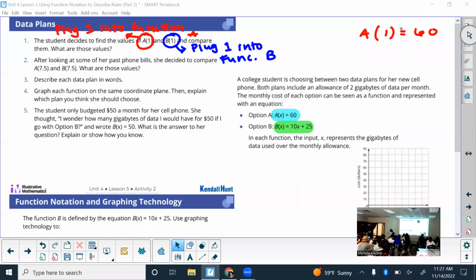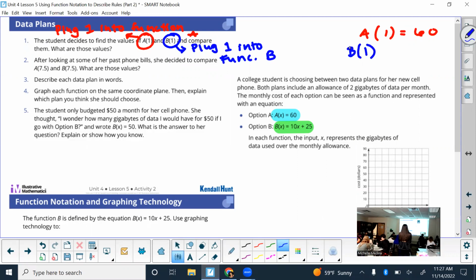B of 1 is shorthand for saying plug 1 into function B. So here's what it should look like plugged into function B. Or actually, let me ask you, what would it look like plugged in? Well, anywhere that there's an X, we're supposed to replace with what?